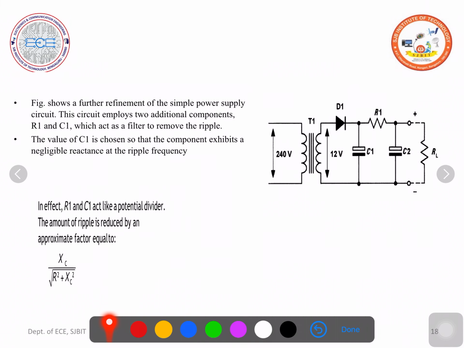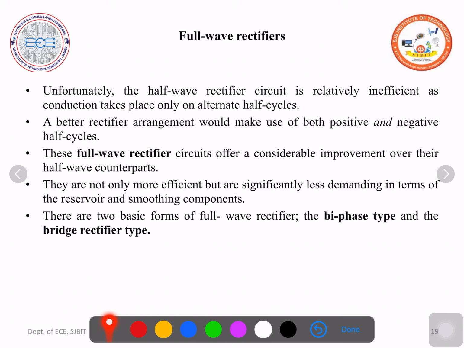Here in this circuit diagram, two more components are added to smooth and filter out, R1 and C2. These are used to filter out the ripple. So half wave rectifier efficiency is very less, ripple factor is more. The diode conducts only in one half cycle, only one half cycle is rectified. So it is very rarely used.